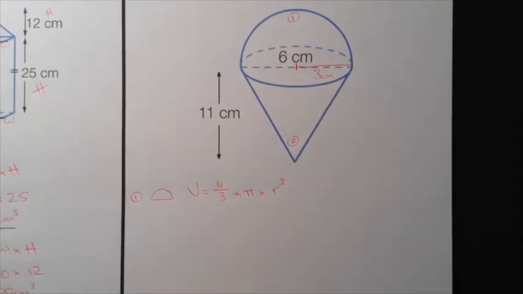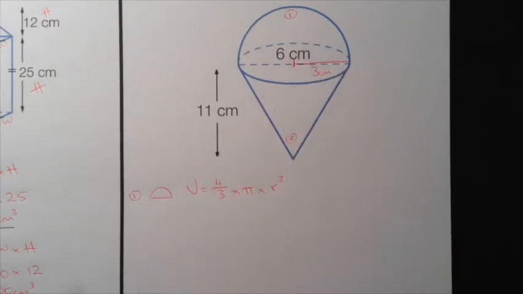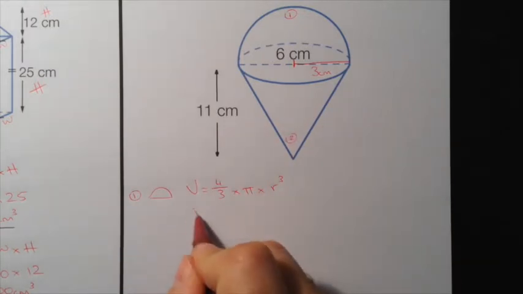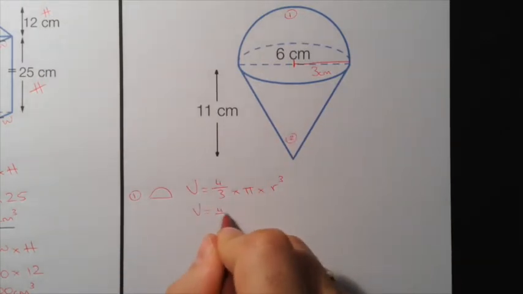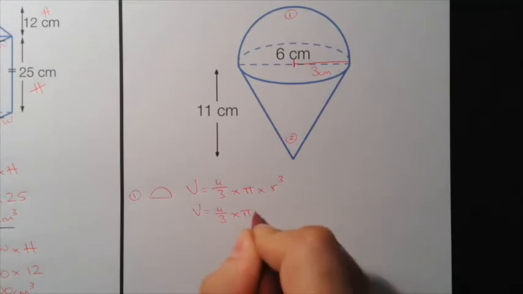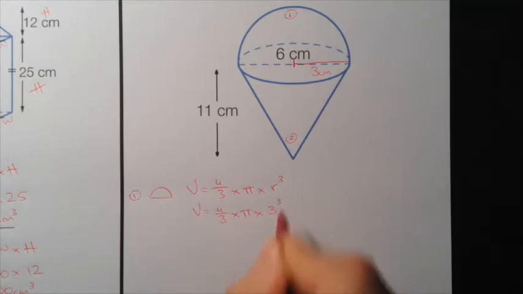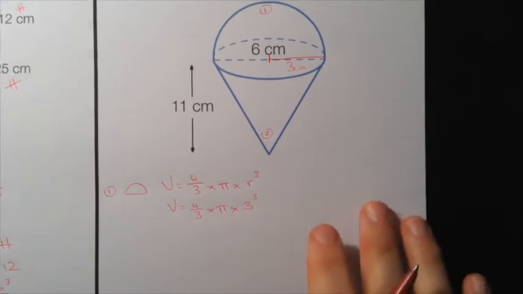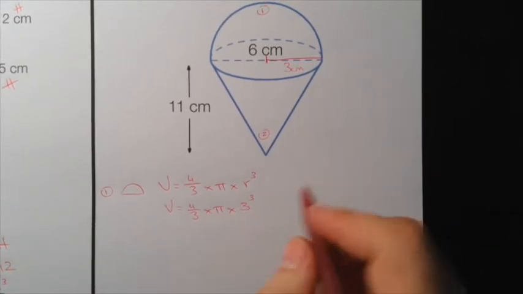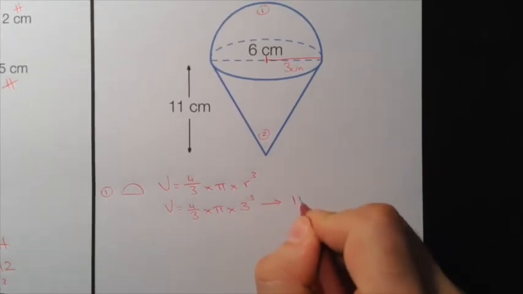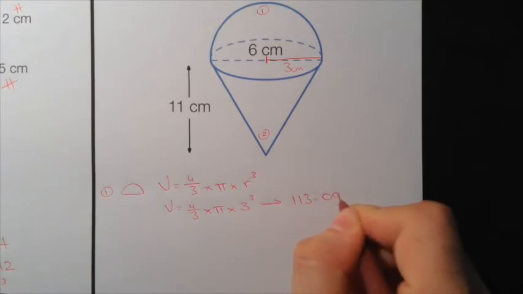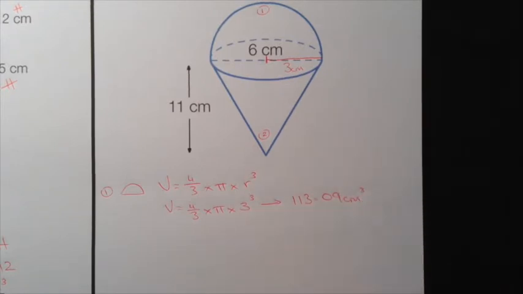Now we can work out the volume of our sphere on top, and there's a little trick to this, which we'll get to in a moment. When we substitute those numbers in, we get 4/3 times pi times 3 cubed. When we plug these numbers into our calculator, we get an answer of 113.09 centimeters cubed.